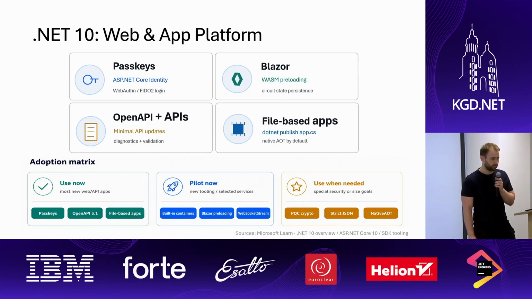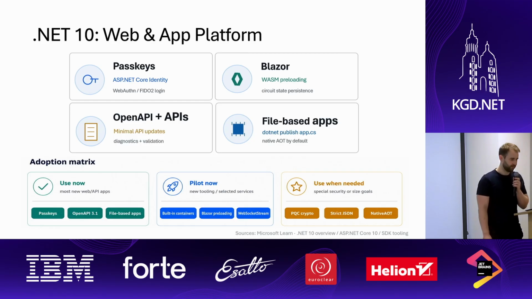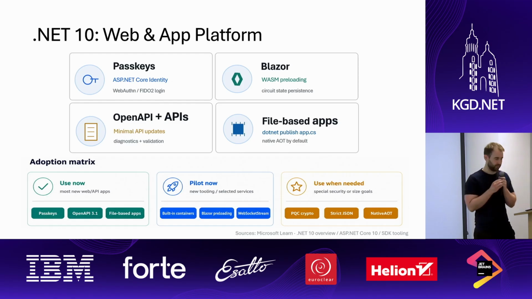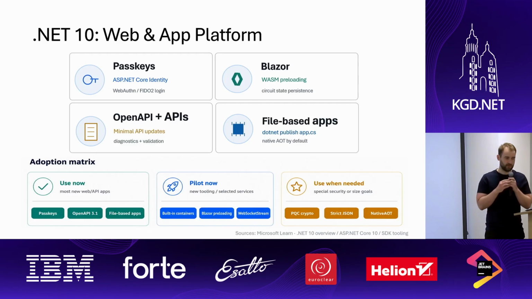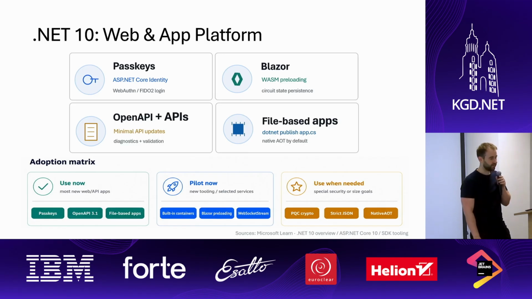So, adoption matrix. So passkeys, OpenAPI, and file-based apps can be used now when they fit the problem. What you can try now but not necessarily use is built-in containers. So what is built-in containers? Yeah, built-in containers is now, instead of writing a multi-stage Dockerfile, you can configure containers directly in your csproj, yeah, project file. The SDK then generates the container image during the publish step.